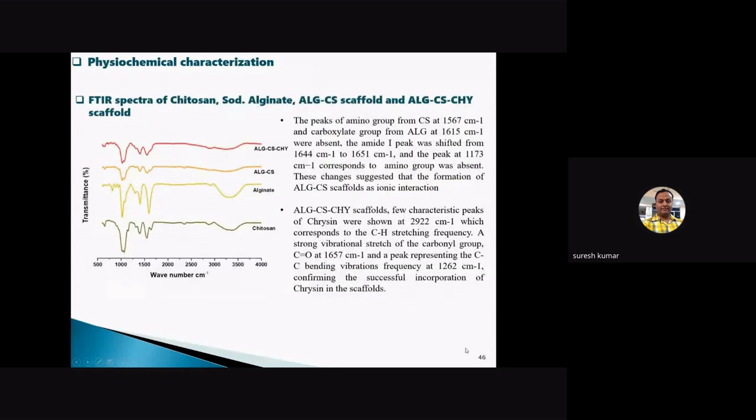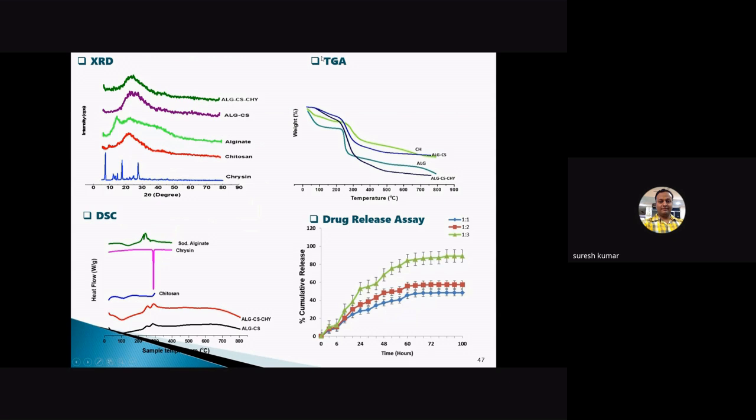So this is the detailed FTIR analysis that has been shown with the different functional components present in each material prepared: chitosan, alginate, alginate chitosan conjugate, as well as alginate chitosan chrysin. So this gives the successful incorporation of chrysin in the prepared scaffold through the different functional groups. Similarly, XRD, TG analysis, DSC and drug release further substantiate that our prepared scaffold is biocompatible and can be used for further in vitro analysis.